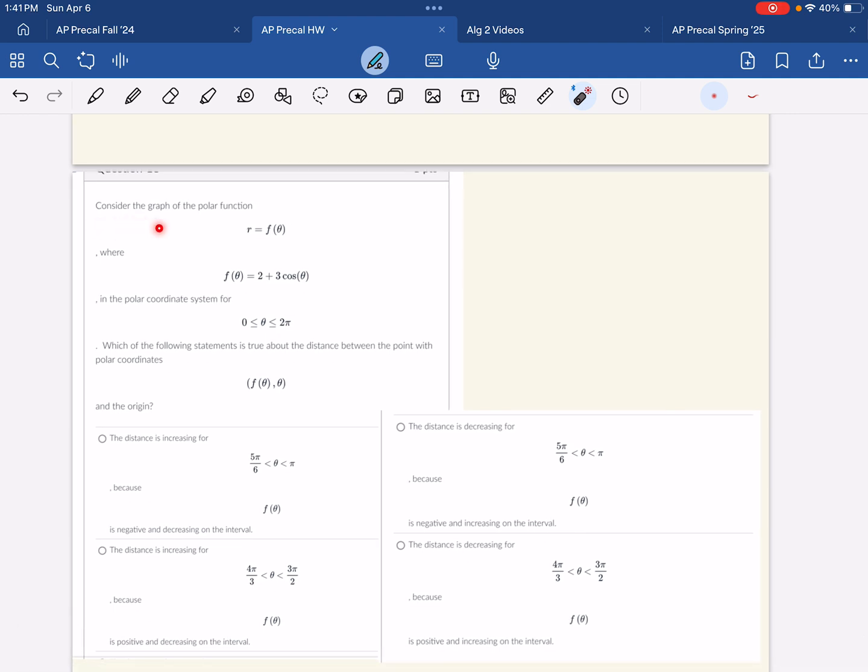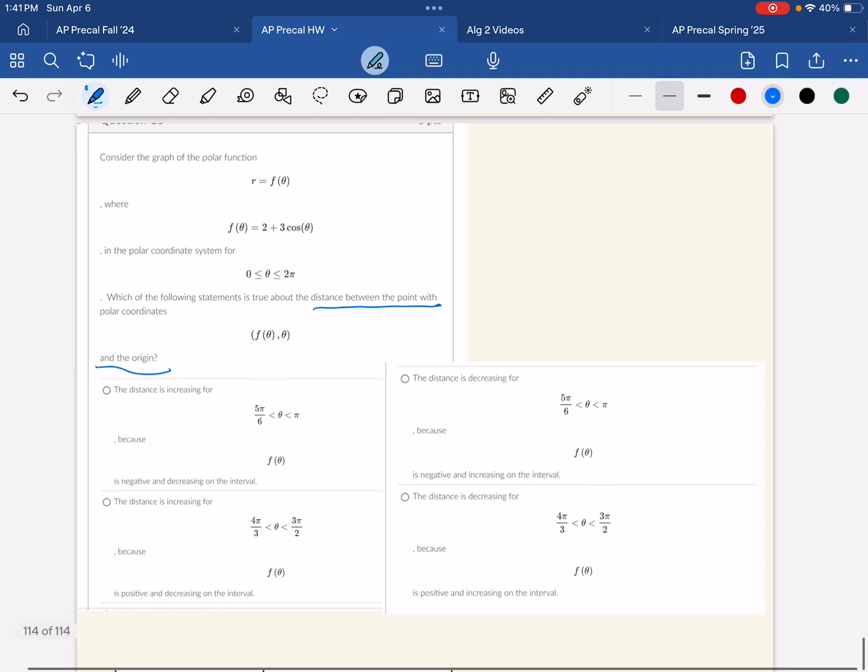It says, consider the graph of the polar function r equals f of theta, where f of theta equals 2 plus 3 cosine theta in polar coordinate system from 0 to 2 pi. Which of the following statements is true about the distance between the point with polar coordinates f of theta and the origin? So again, we're talking about distance between the point on the polar graph and the origin. We're looking at the r value.